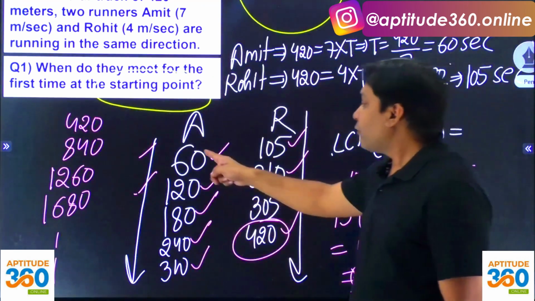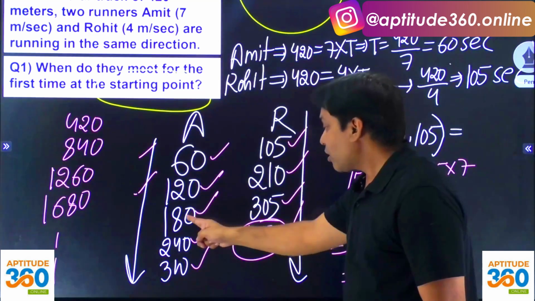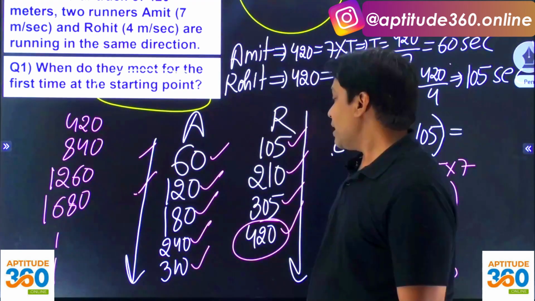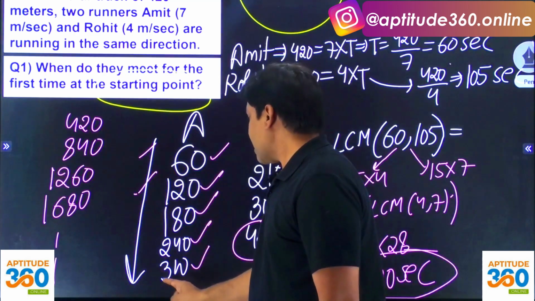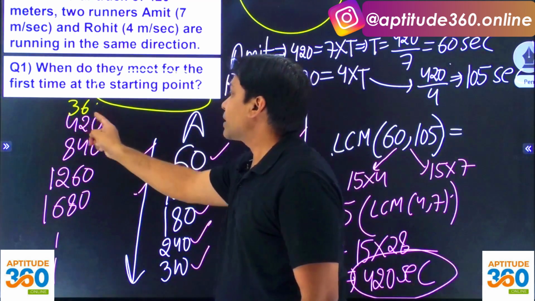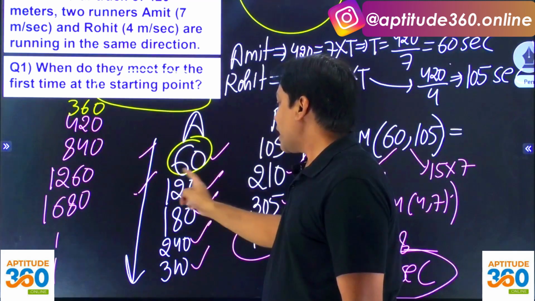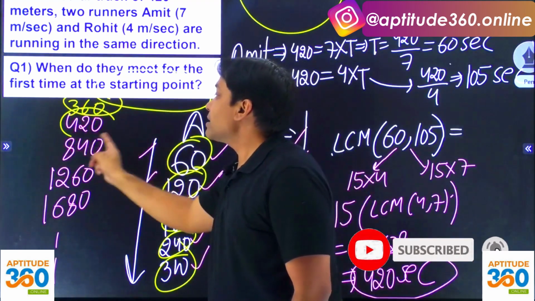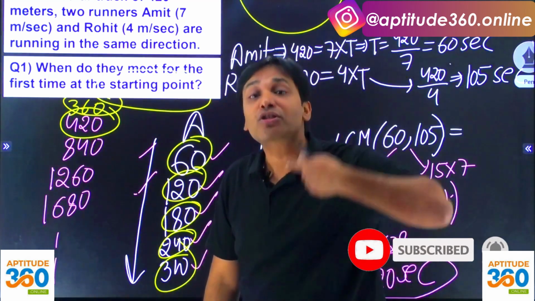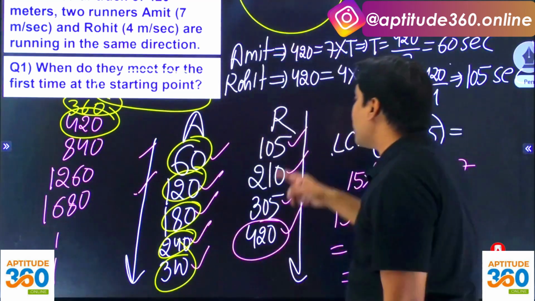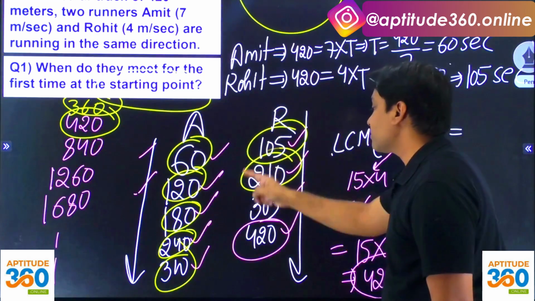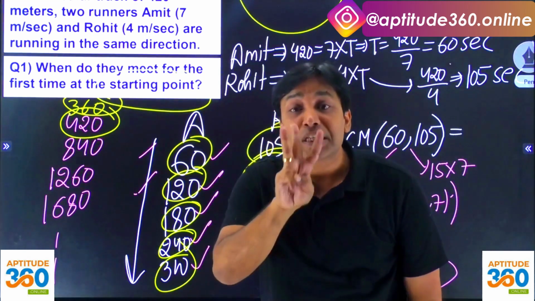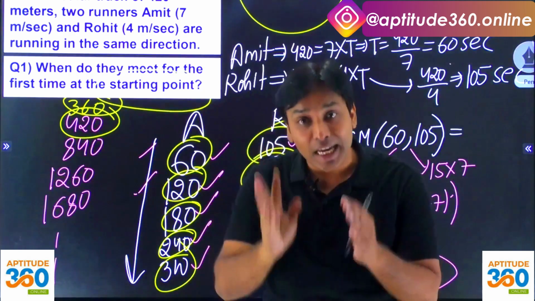देखो, first, second, third, fourth, fifth, and then this is going to be 360 and then 360 and then 420. So 7 times, 1 2 3 4 5 6 and then 7. By the time Amit is taking 7 rounds, Rohit is taking only 4 rounds. So how many times are they going to be meeting each other? They are going to be meeting each other exactly 3 times.